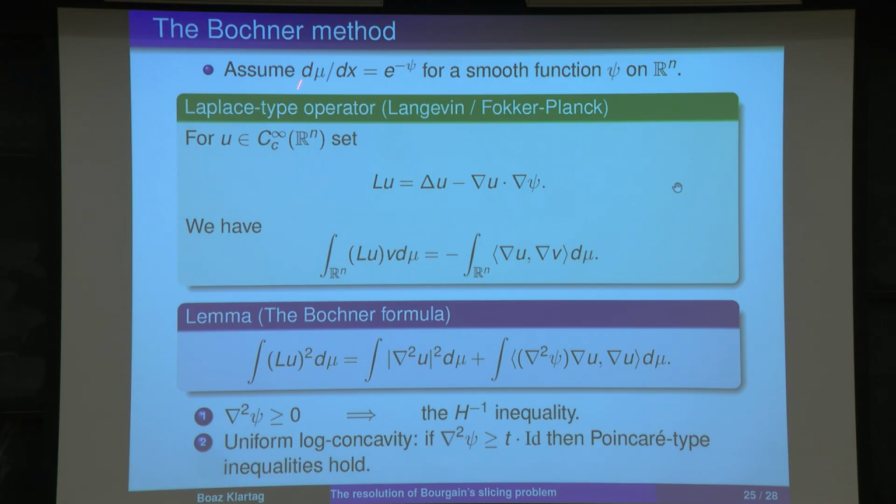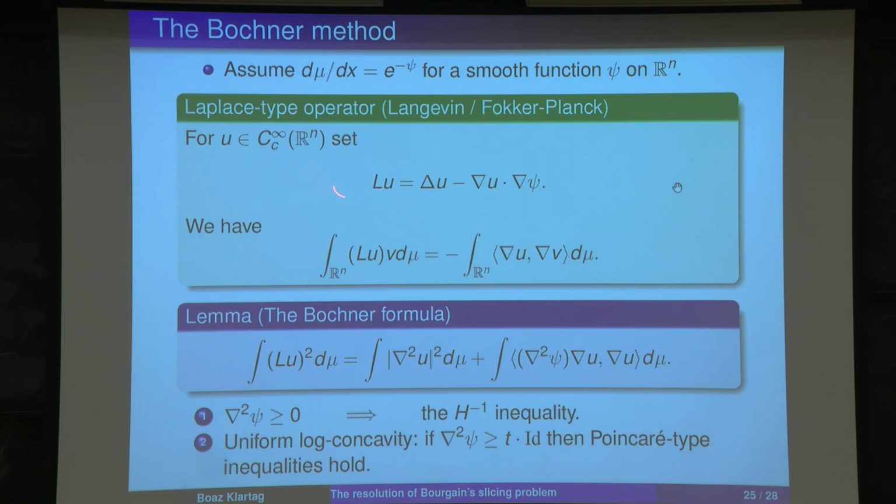So let's assume that our density mu is e to the minus psi for some nice function psi, smooth, I will not need anything else. Then I look at the Laplace type operator which is associated with this function. Let me tell you what it is. This operator appears in many places. It appears in Langevin, in Fokker-Planck. So I just take this as the definition. It's the Laplacian, which is twisted by some first order term that is adapted to psi.